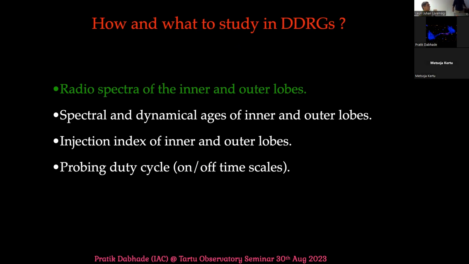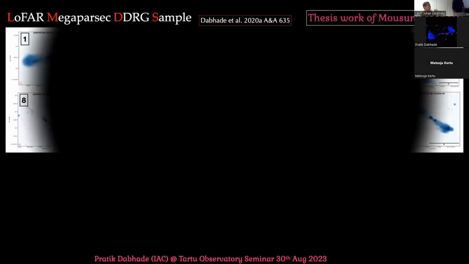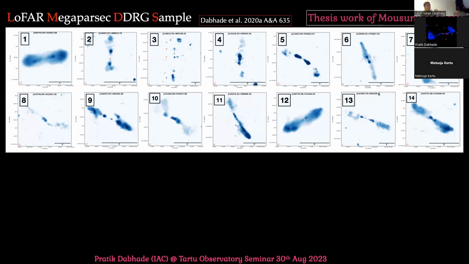So the first objective was more or less successful, that okay, we were able to show this with the archival data. Now we want to do a much better job at actually getting the spectral ages, what is really happening, so that we can do the remaining three. For that, we need to get more multi-frequency data, combine data across all the telescopes and do this kind of analysis. So we took this sample, the LOFAR megaparsec DDRG sample, that's the sample from my 2020 paper.